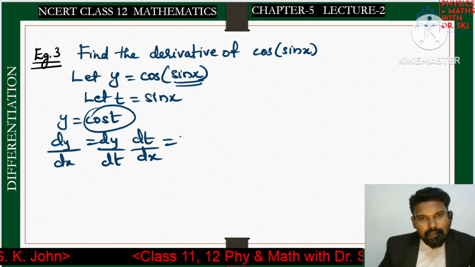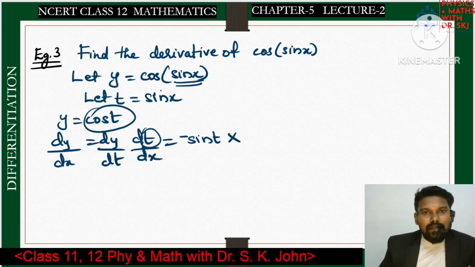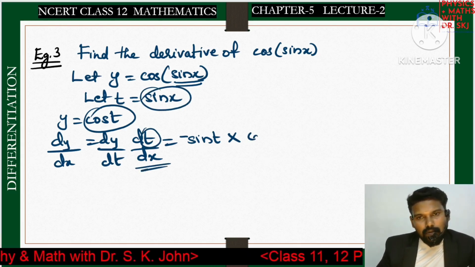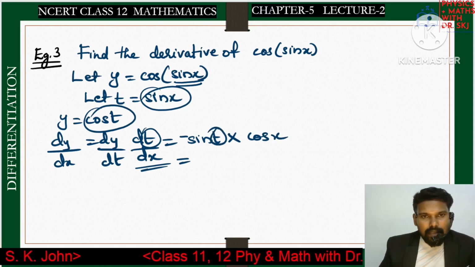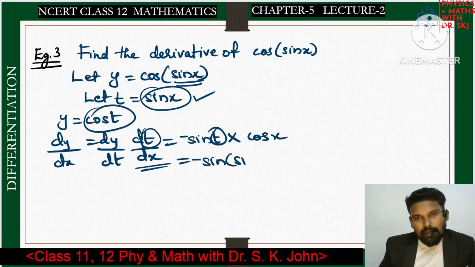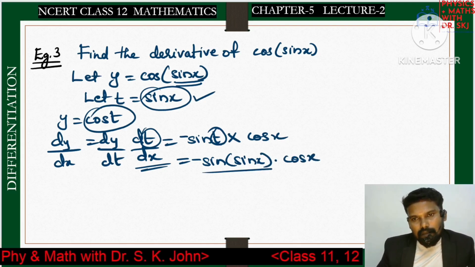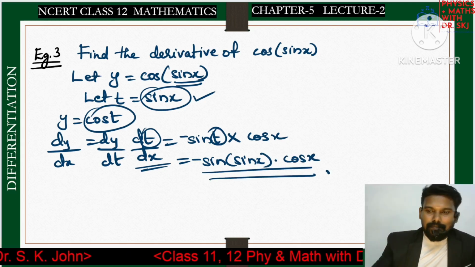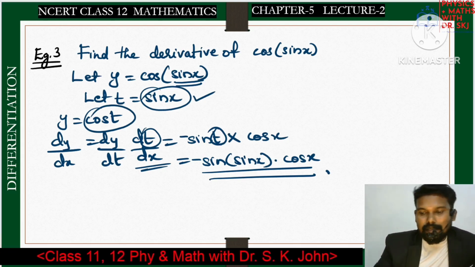The derivative of cos t is minus sin t times the derivative of t. What is t? It is sin x. When sin x is differentiated with respect to x, it is cos x. And you have to replace this t with sin x. So minus sine of sin x into cos x. Okay, so this is your answer. This is how to differentiate these composite functions. Now we will go to more examples from NCERT exercises.